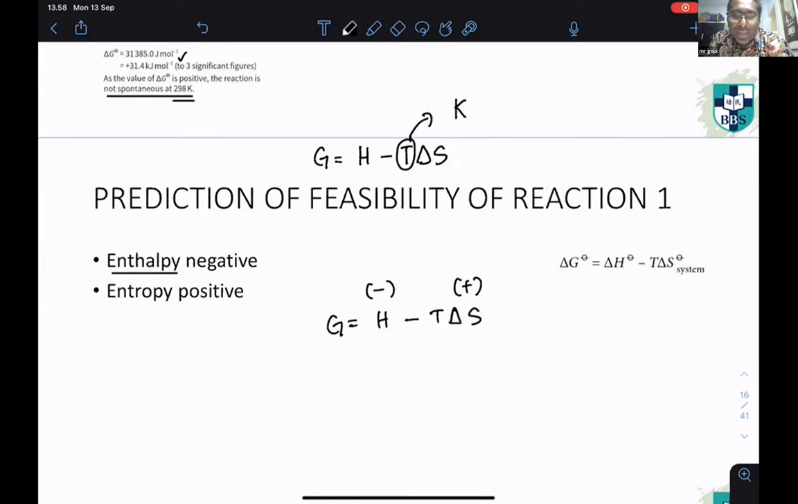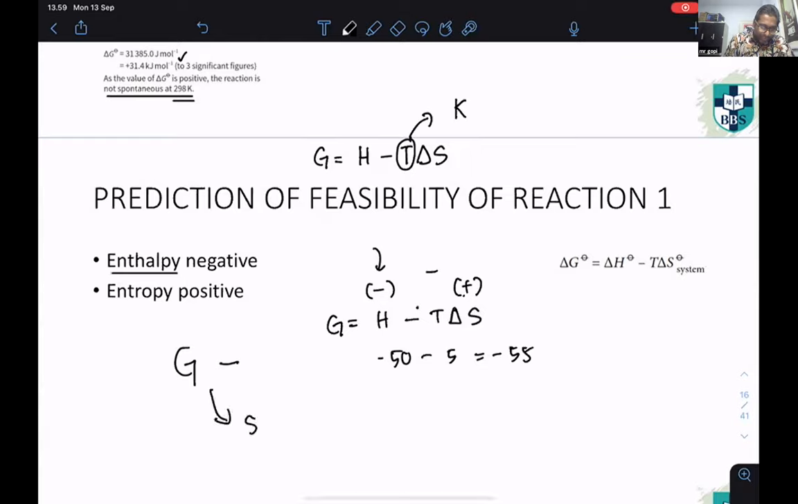So what happens over here is, when something is negative, negative and plus is going to be negative also. So negative and negative, for example, negative 50 minus 5, you will get negative 55. It means that if you have a situation where your enthalpy is negative and entropy is positive, most likely the prediction is that your Gibbs free energy is going to be negative. Therefore, you can say that this is going to be spontaneous. This is our prediction.